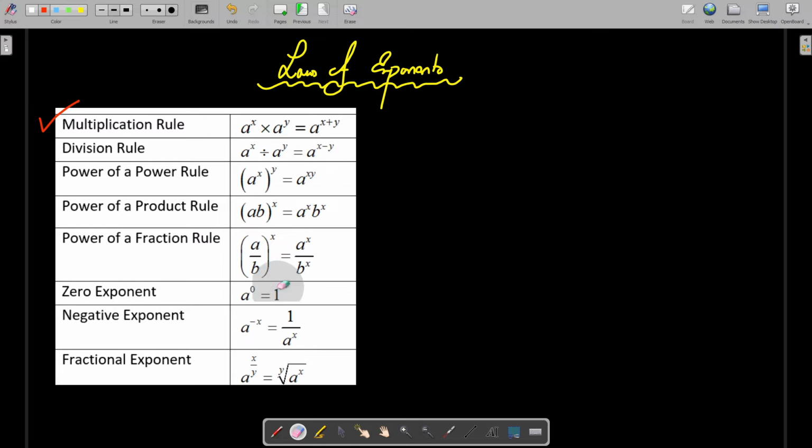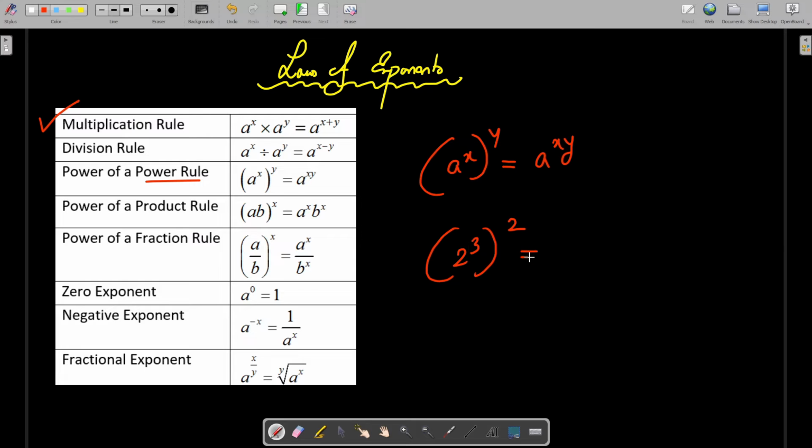The next rule says the power of power rule. That means I have an exponent and there is another power on top of it, and the answer is a to the power xy. What this means is I have 2 cube and there's a square on top of it. So we'll simply multiply the powers.